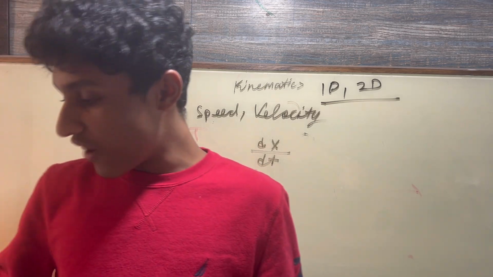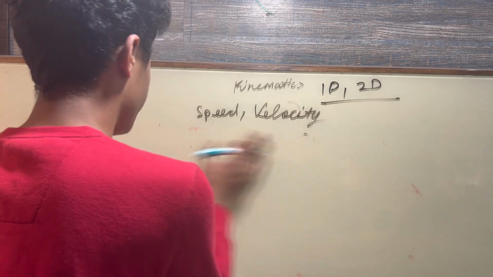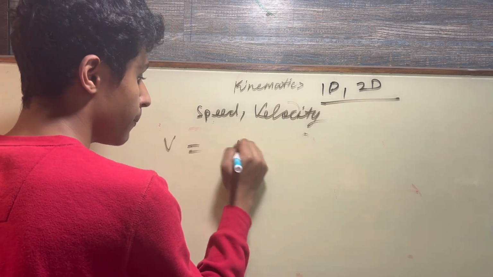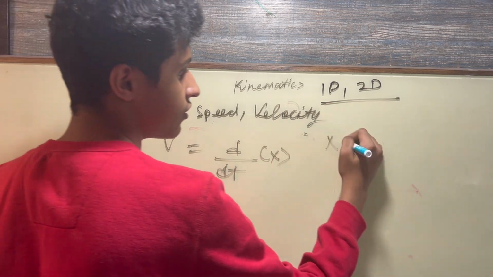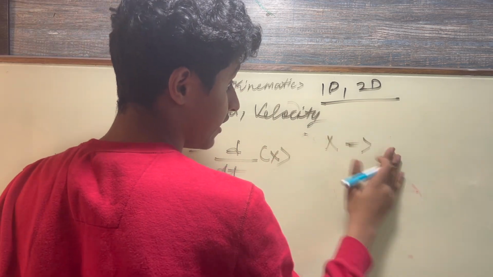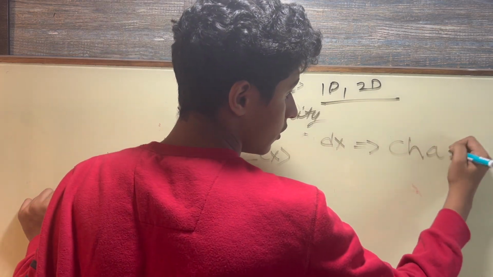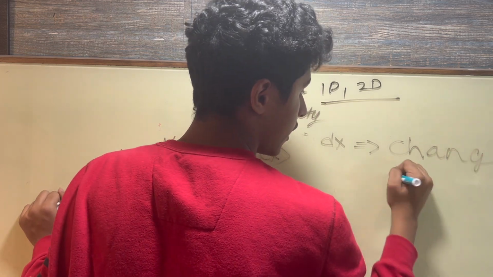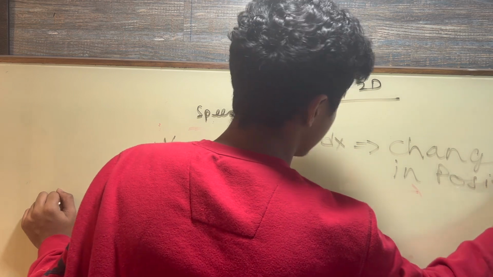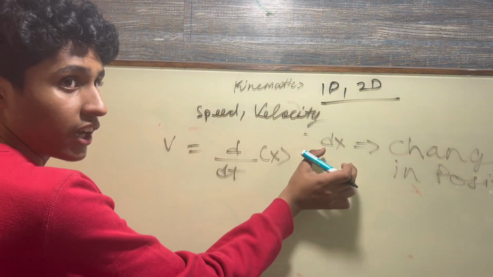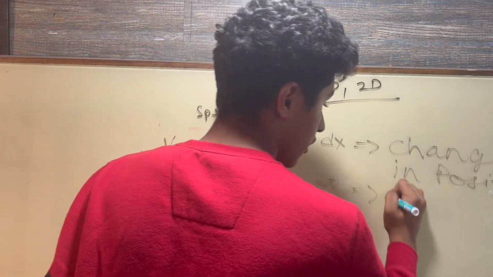So if we were to define it, we would have to define it as velocity would be equal to d by dt of x. I'm going to write this as x, and I can write dx as the change in position. Now why do I write dx as the change in position? Because dx is literally what that means. Dx is what it means, change in position. Dt can be known as change in time.